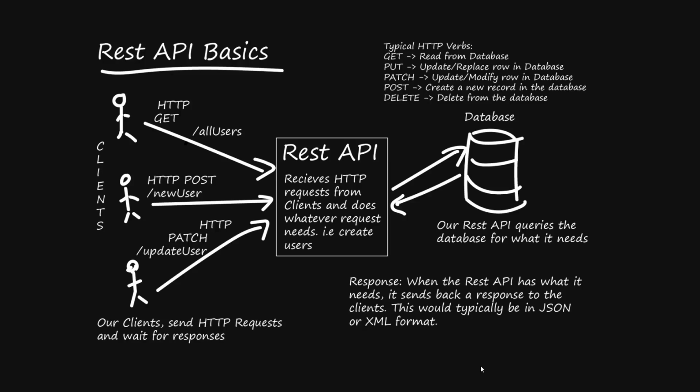So here's a little diagram. This is a nice one I found. It's just what I talked about, some clients, right? This REST API is kind of in the middle. It's like a black box. You can see there's some different requests.